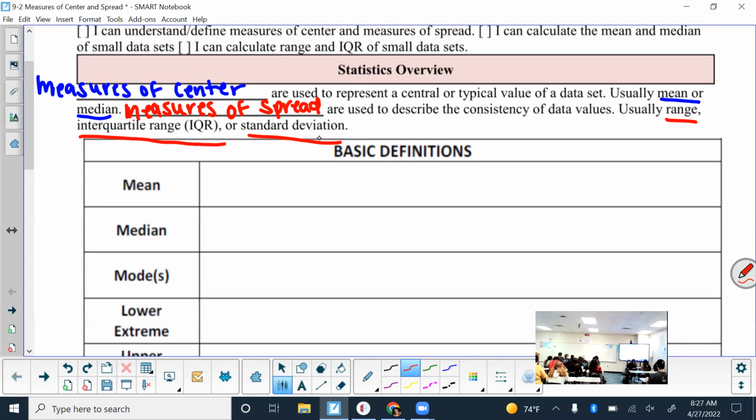The basic definitions for each one we'll go over. So mean, what's another word for the mean? The average, good. The definition is going to be the average of the values. So fill that in: the average of the values.